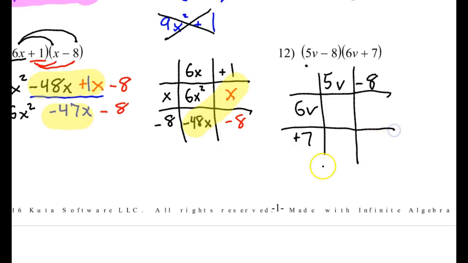right? And we know in this empty box we'll have 30, right? 6 times 5 is 30. x times x, x squared.